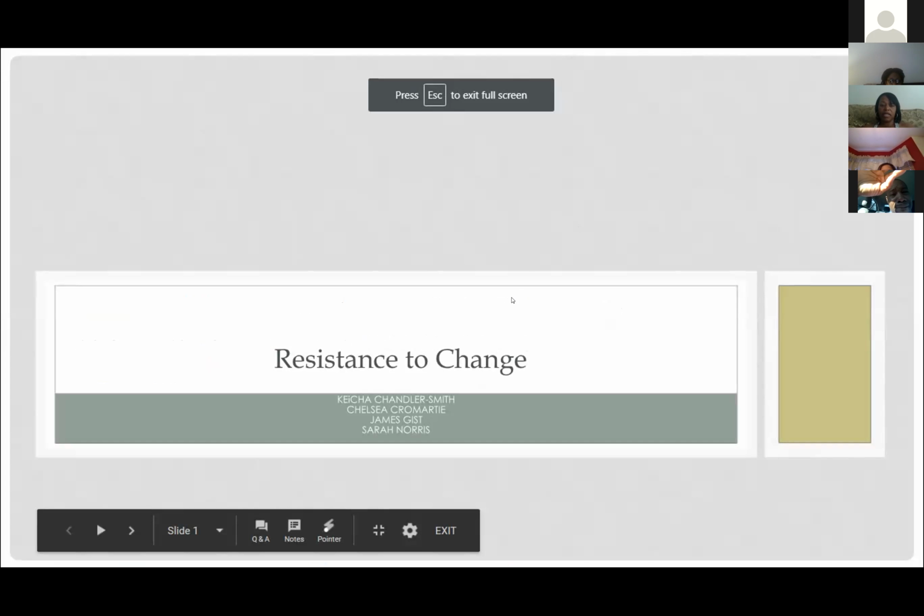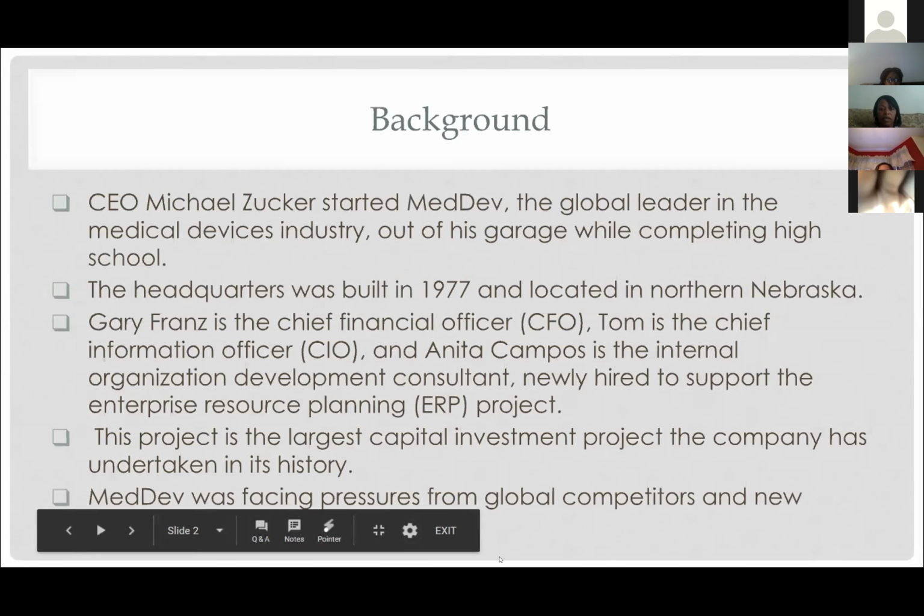Okay, you all see it now? Yes, we can see. So this is our case today presentation on resistance to change from Keisha, Chelsea, James, and Sarah. Our first slide is on background by James.